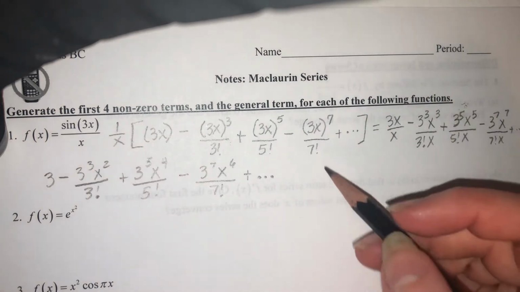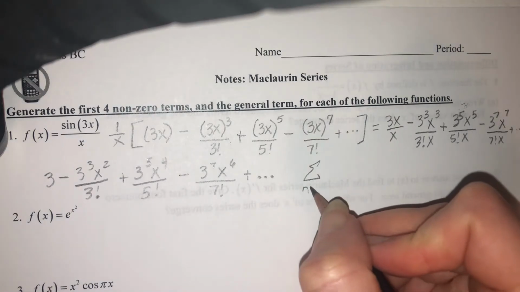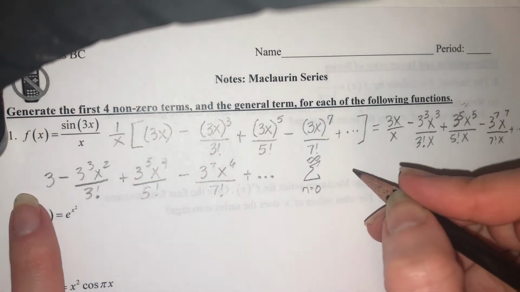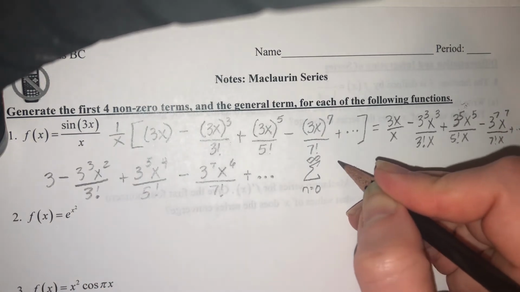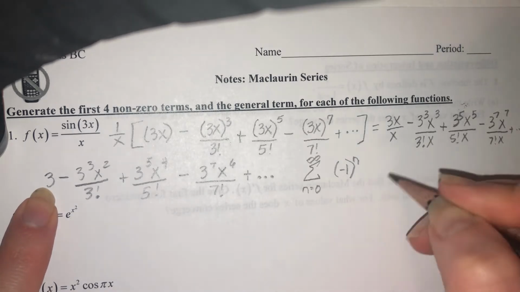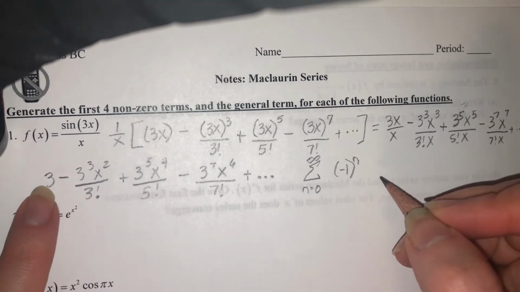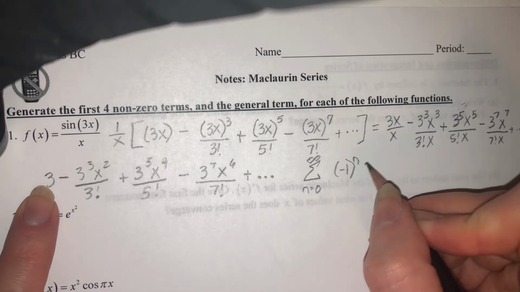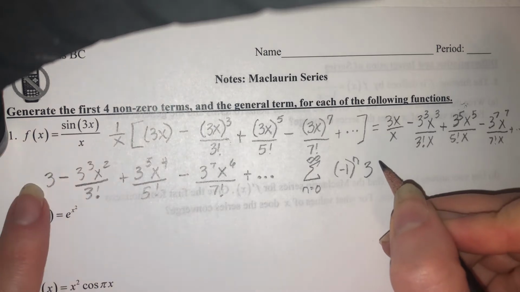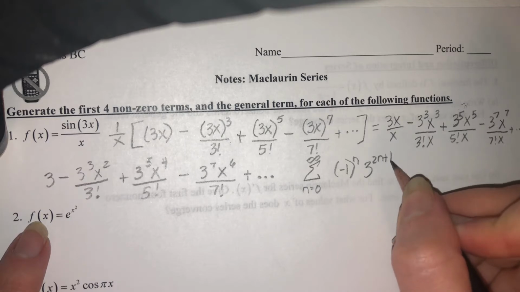Now for the general term, I'm going to go ahead and write it in sigma notation. The sum from n equals 0 to infinity. Now we have an alternating series, so it's negative 1. I want this first term to be positive, so I can just raise it to the n power. And then we have odd powers on the 3's. So it's 3 raised to the, starting with a power of 1 when n is 0, so we'll say 2n plus 1.